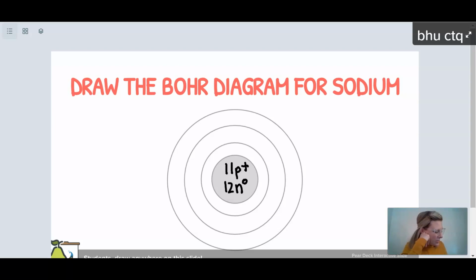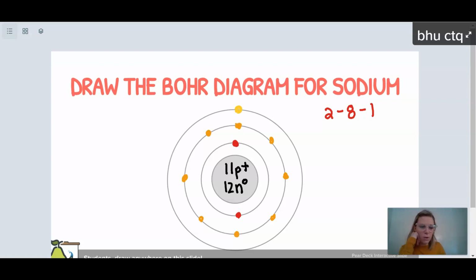And next we would need to include our valence electron, or all of our electrons, I'm sorry. So the electron configuration for sodium is 2-8-1. Okay, and so looking at that, we are going to have 2 electrons in our first energy level, and then we're going to have 8 electrons in our second energy level, and then we are going to have just the 1 valence electron in the third energy level.